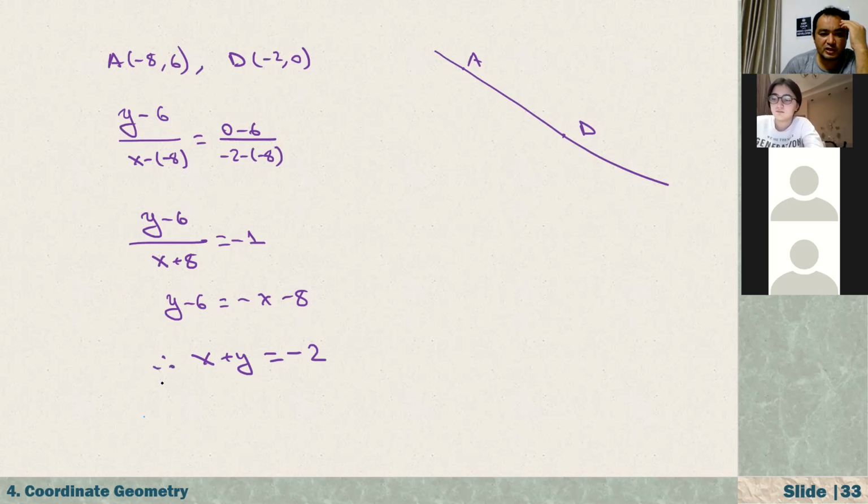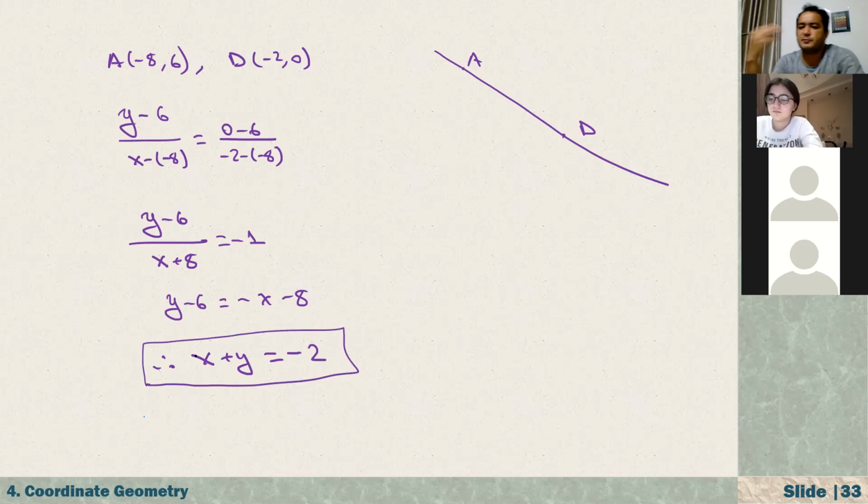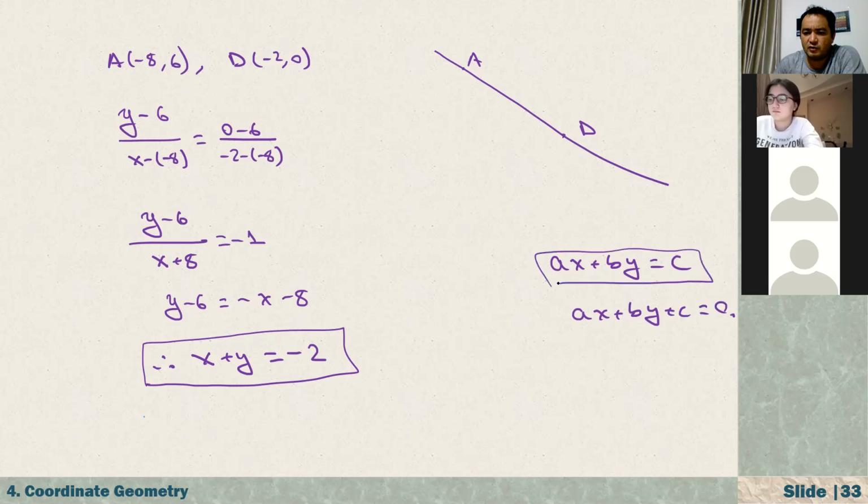That is the general equation of the line. In different ways we can express this, and that is a general form, right? The general form is either ax plus by equals c, or sometimes you can also do it like ax plus by plus c is equal to 0. Those are actually general forms of the equation of a straight line.